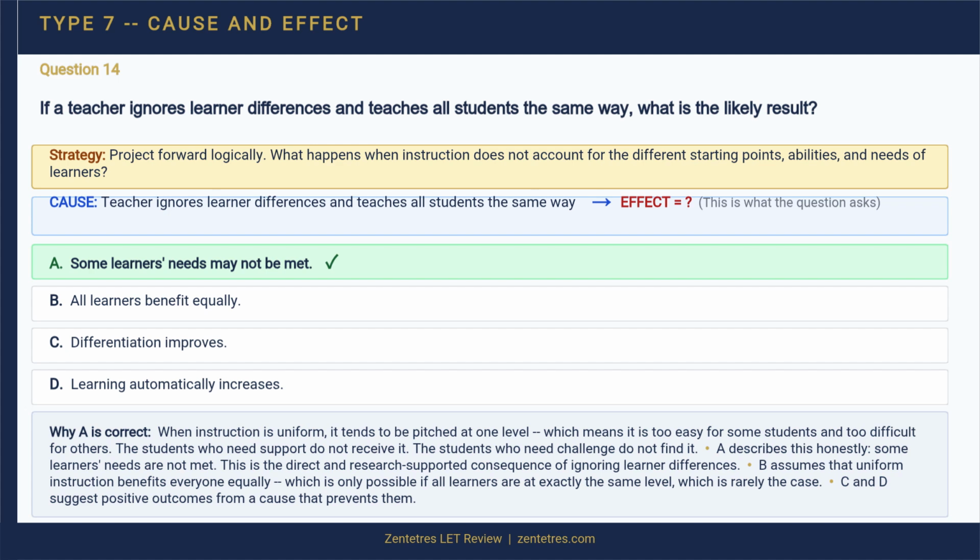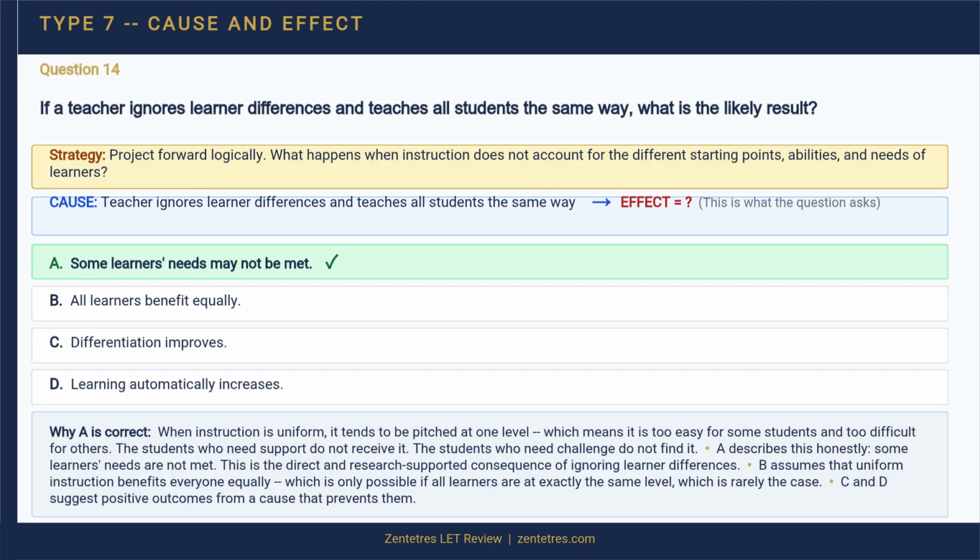A. Some learners' needs may not be met. This is the direct and honest consequence. Research consistently shows that students who are significantly below or above the instructional level disengage or struggle when instruction does not account for them. B. All learners benefit equally. This assumes all learners are at exactly the same level, which is rarely the reality in any classroom.